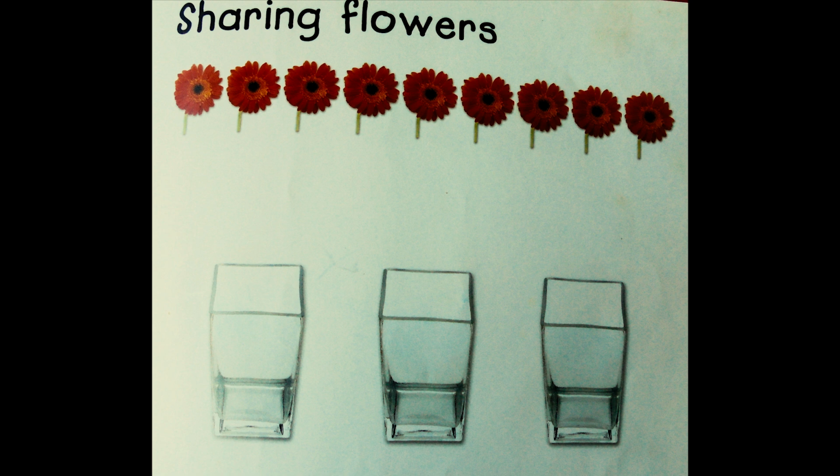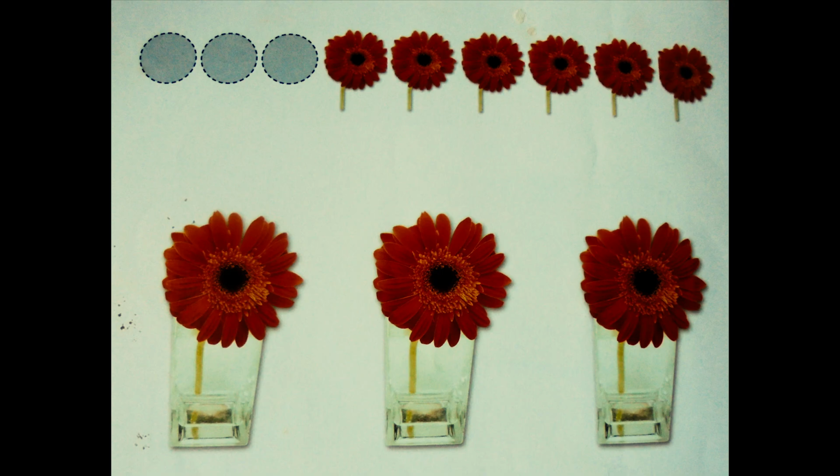Sharing flowers. What if you had 9 flowers and 3 vases? How could you divide them equally? First, you put 1 flower in each vase. You still have 6 flowers left.